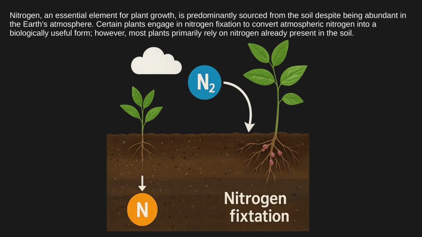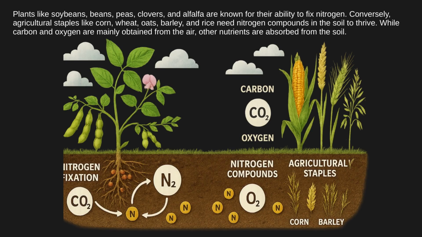Nitrogen, an essential element for plant growth, is predominantly sourced from the soil despite being abundant in the Earth's atmosphere. Certain plants engage in nitrogen fixation to convert atmospheric nitrogen into a biologically useful form. However, most plants primarily rely on nitrogen already present in the soil. Plants like soybeans, beans, peas, clovers, and alfalfa are known for their ability to fix nitrogen. Conversely, agricultural staples like corn, wheat, oats, barley, and rice need nitrogen compounds in the soil to thrive. While carbon and oxygen are mainly obtained from the air, other nutrients are absorbed from the soil.